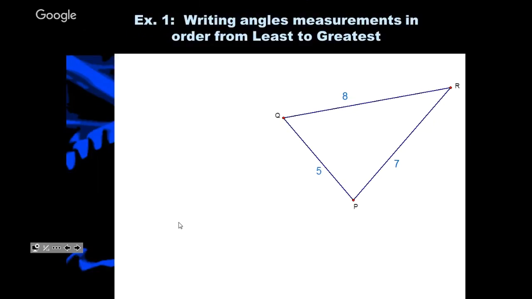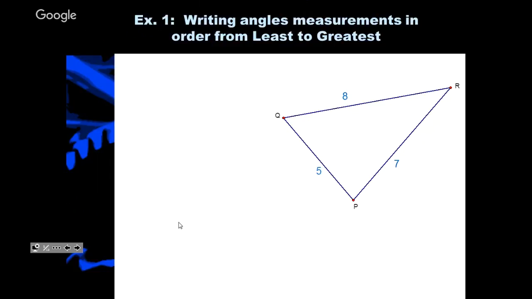All right, here's another example, given the side lengths. So instead of doing the angles, we're doing the side lengths. And so we want to go again least to greatest. So we want to find our smallest side. We see that QP here is our smallest side. The next smallest side would be PR, and then our longest side is QR.